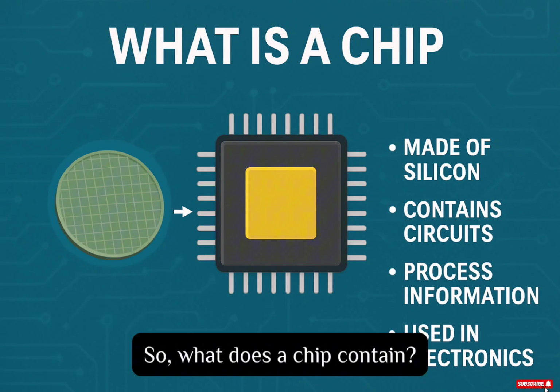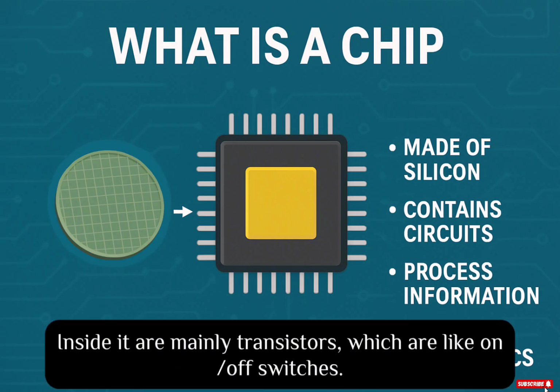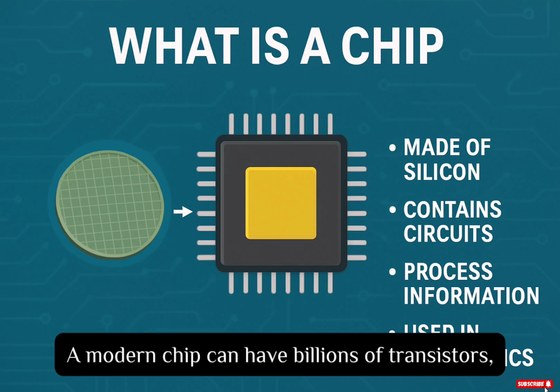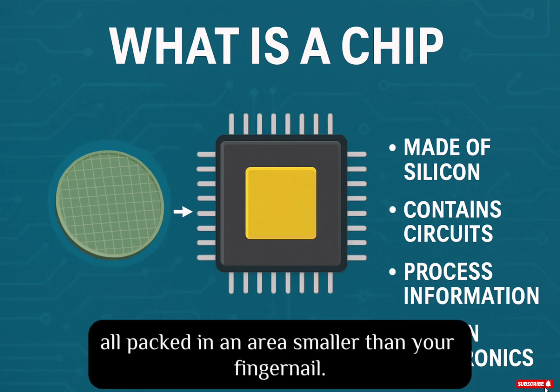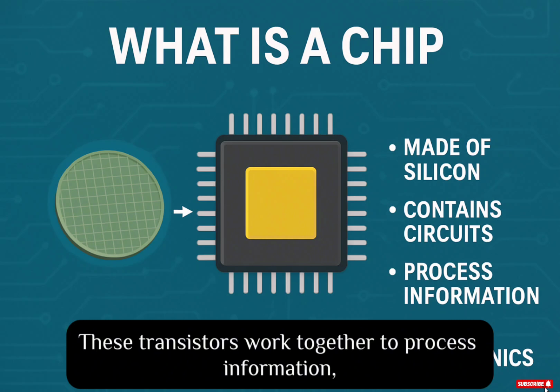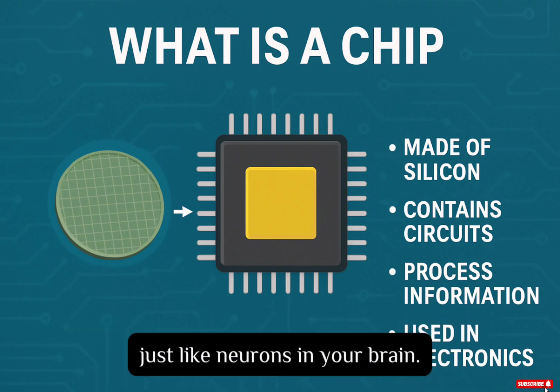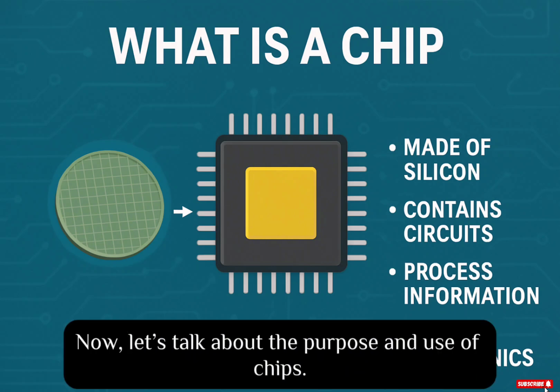So, what does a chip contain? Inside it are mainly transistors, which are like on or off switches. A modern chip can have billions of transistors, all packed in an area smaller than your fingernail. These transistors work together to process information, just like neurons in your brain. Now, let's talk about the purpose and use of chips.